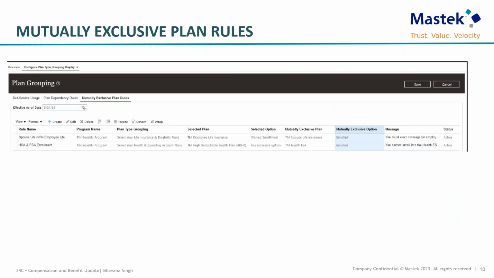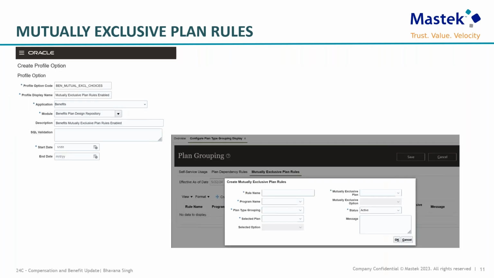Here you can see we have the page for plan type grouping. We can configure mutually exclusive plan rules from here. We have also attached a few screenshots showing where we are navigating to create the profile option and enable it, so that we can use this feature in our organization.